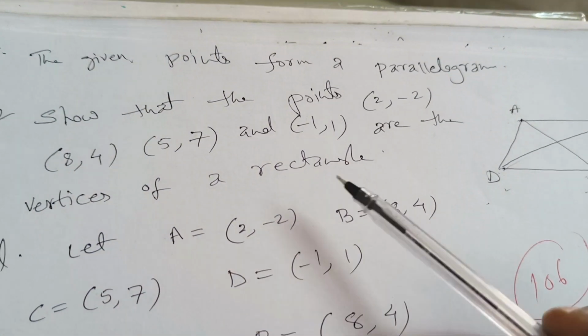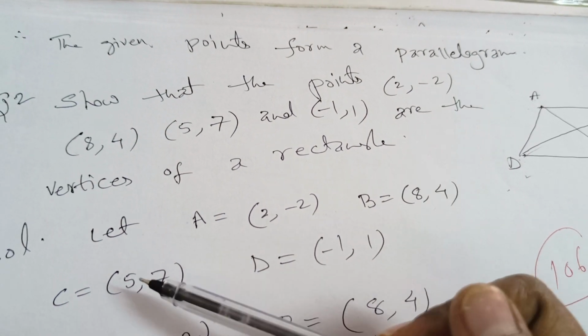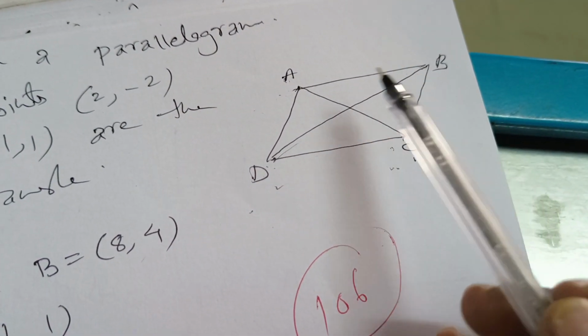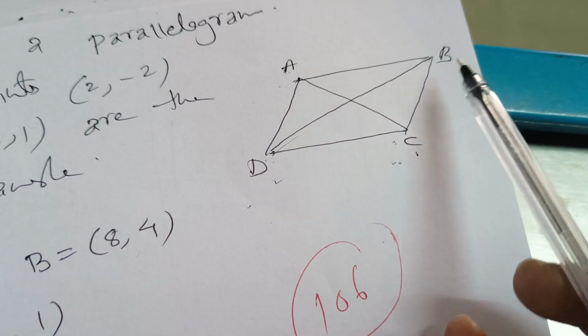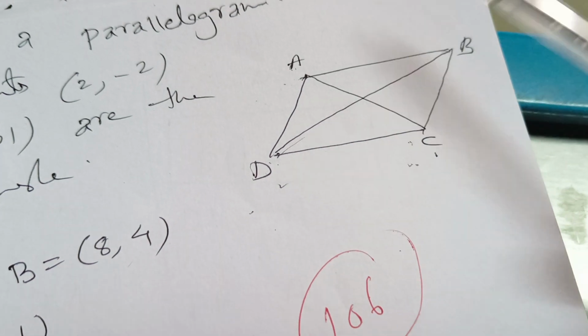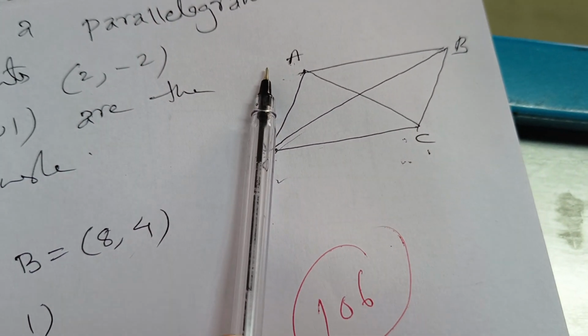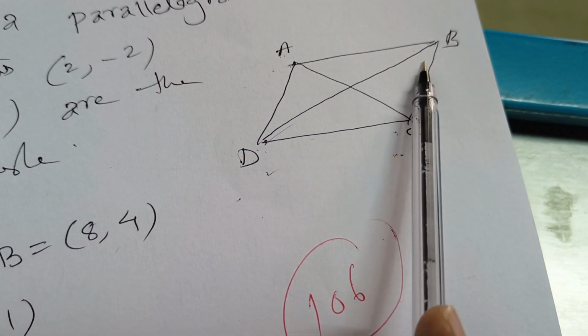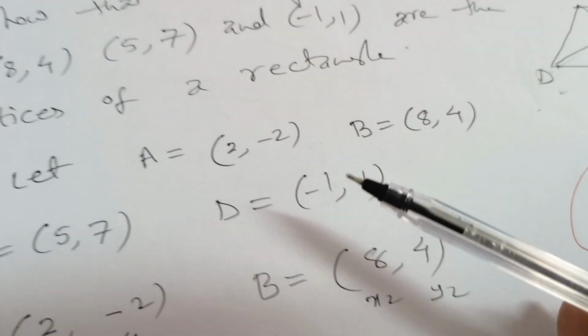In this problem, we have to show that the given points are the vertices of a rectangle. Rectangle means here we have to find the distance between AB, CD. The distance between AB and CD is equal, and BC, AD is also equal. Similarly, the distance between AC and BD are equal.